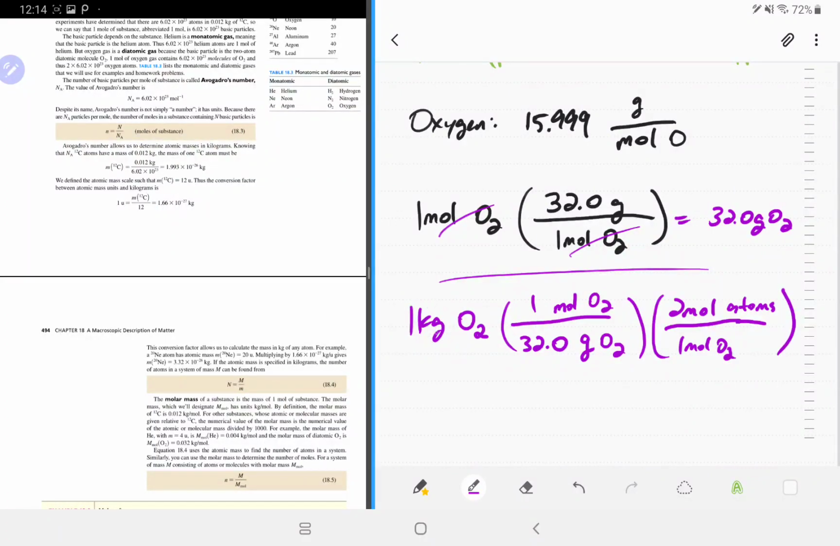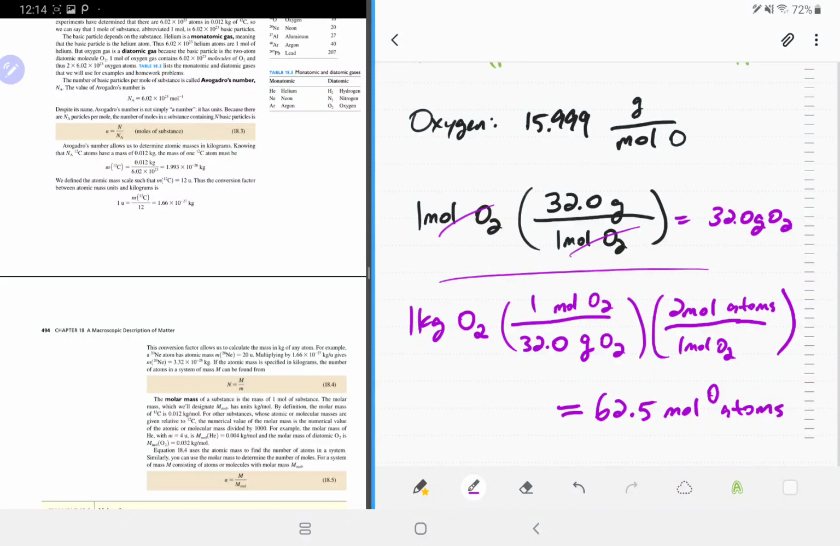So you might complain right here that this is kilograms and this is grams. Well, in my head, I'm thinking instead of 1 kilogram, I'm thinking 1,000 grams. So to multiply this all out, I need to do 1,000 times 2 divided by 32. So my calculator here, I see that that is 1,000 times 2 over 32. Looks like this is 62.5 moles of atoms, of oxygen atoms.